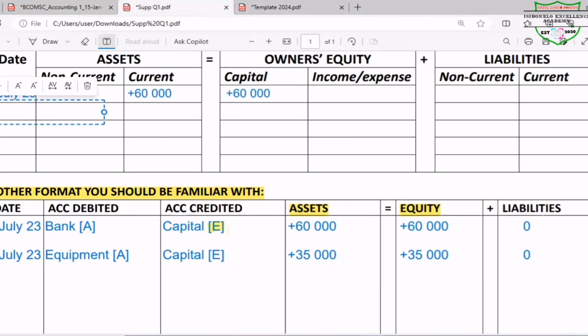So 2 July 2023. So we have equipment. So we said equipment is a non-current asset. So under the non-current asset column, we're going to show the 35,000. So it's positive because we have increased the value of our assets. And then capital has also increased by 35,000. And then we are done.